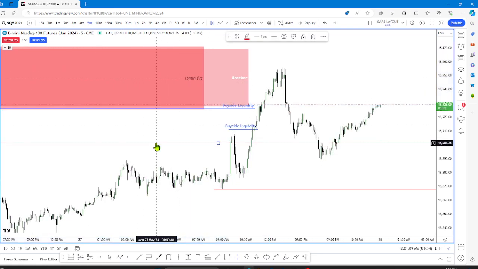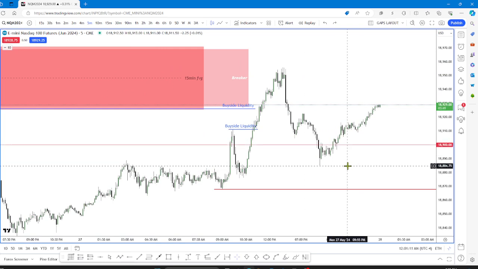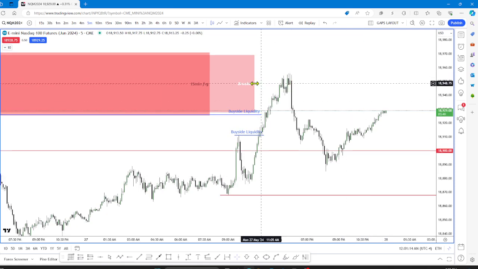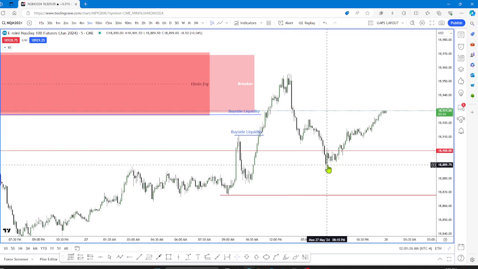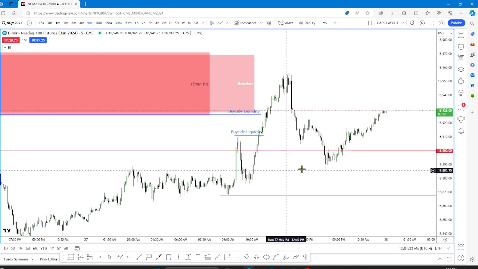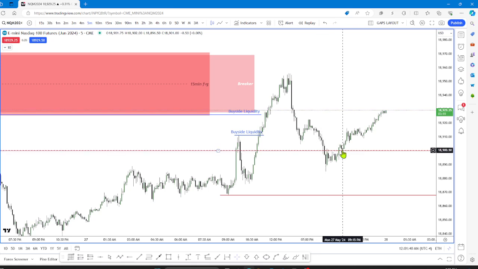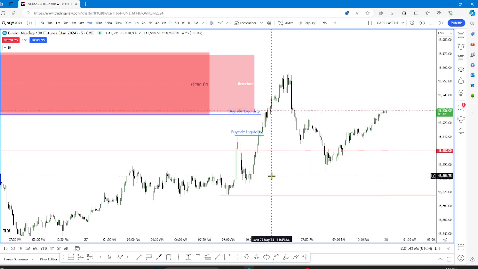Okay, so let me do this. We reversed from there over in the opening. Displacement never came back up to this breaker, left it there. This high, low, higher high right through it. Dropped lower into this cluster in here. Look how we reversed off of this 18,900. Bounced, came up, used as support, and now we're retracing back higher.